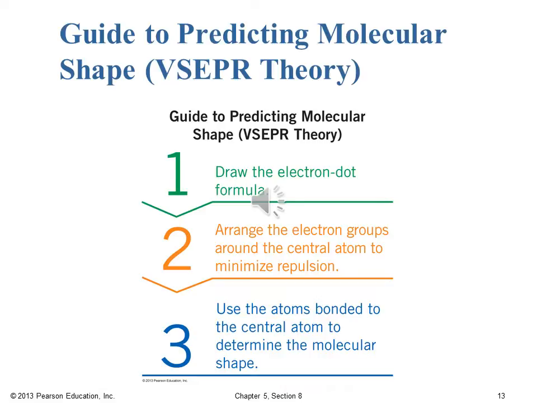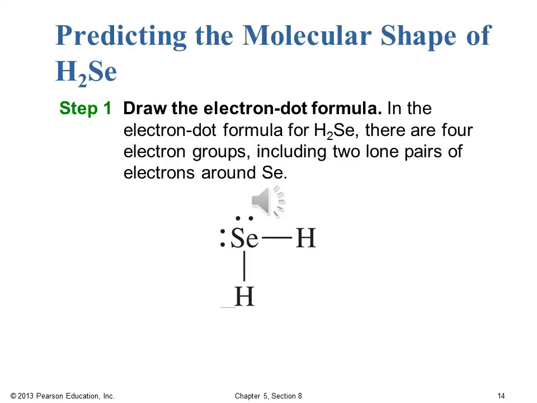with the next steps. Okay, so as long as you've drawn that correct electron dot formula, you can go ahead and arrange those electron groups around the central atom to minimize electron-electron repulsion. And finally, our third step, we'll use the bonded atoms to the central atom to determine the molecular shape. So step 2 is when we get our electron group geometry. Step 3 is when we get the molecular geometry, which is only different if we have lone pairs to consider. Okay, so let's take a look at an example of this.